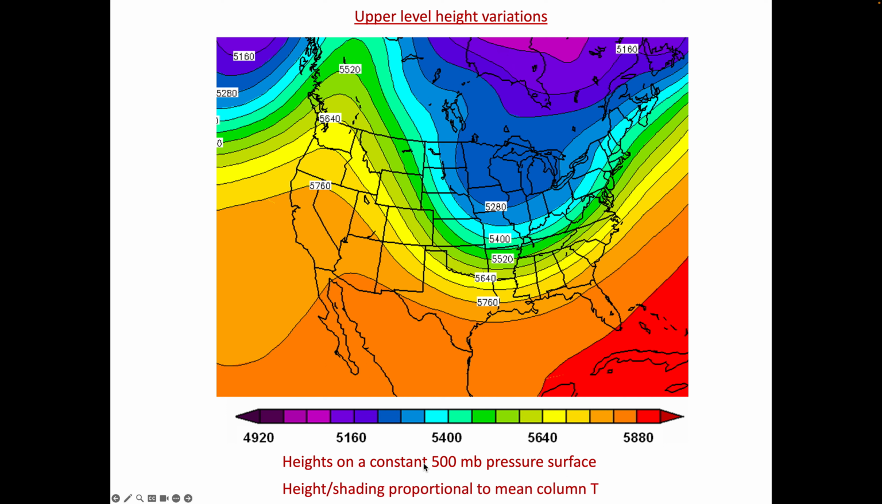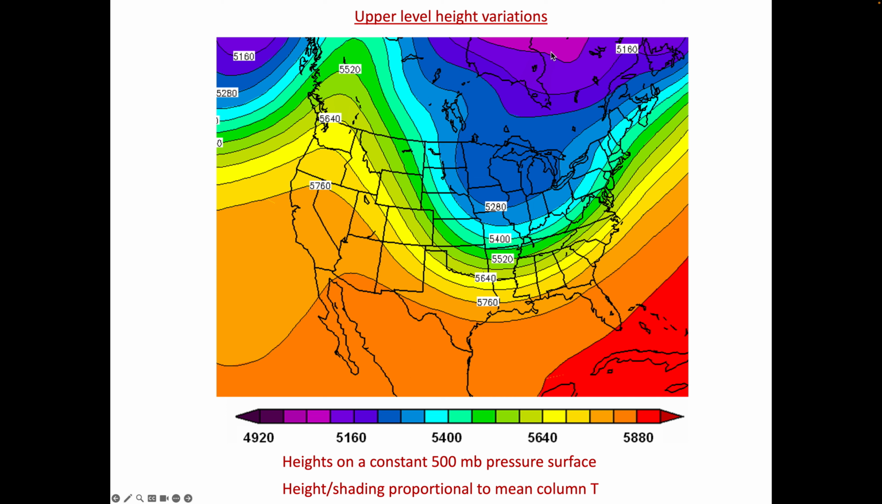And so what you see is that in our ridge, we obviously have warmer temperatures, but temperatures still decrease from equator to pole, so our column heights are still going to be decreasing from equator to pole in the ridge. In our trough axis, not surprisingly, you have lower heights, colder temperatures, and even though it is relatively warm in the south, you can again see this very rapid decrease in height and therefore this very rapid decrease in mean column temperature as we head from south to north.